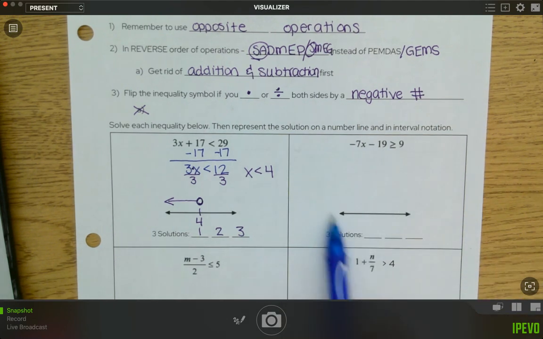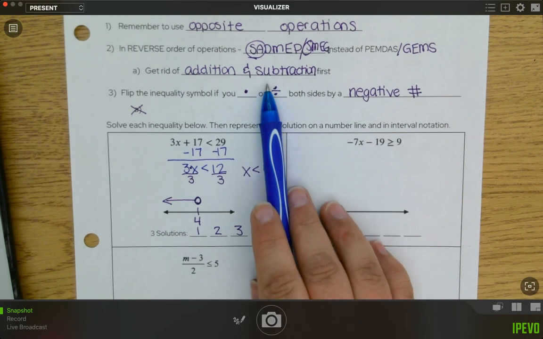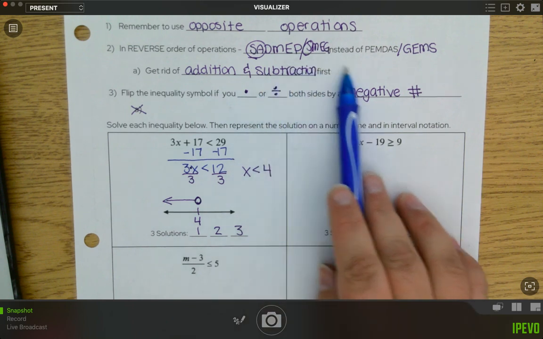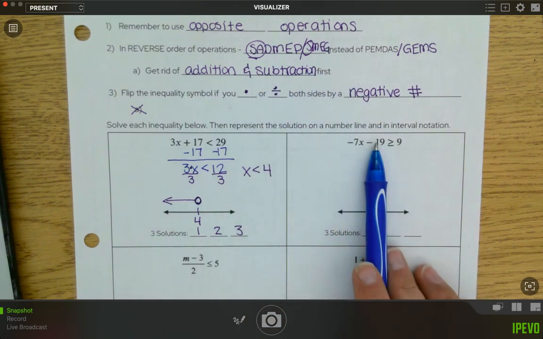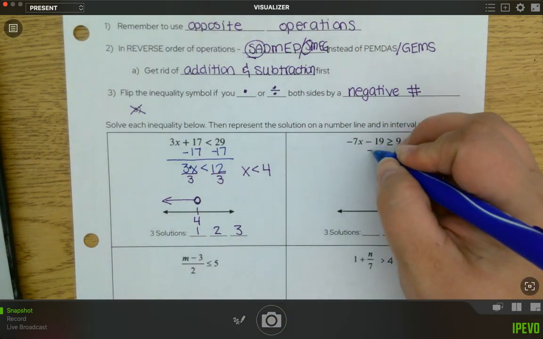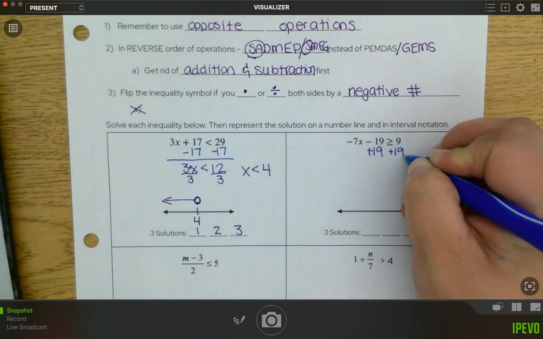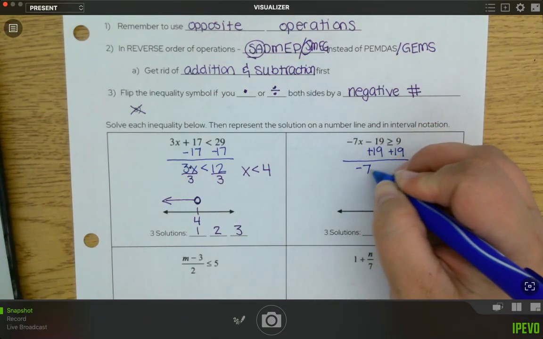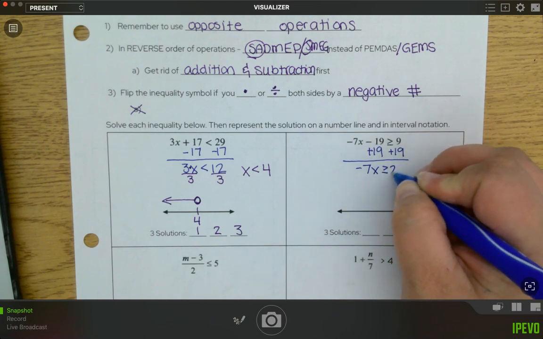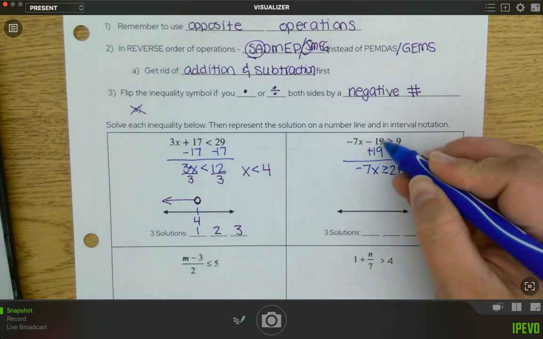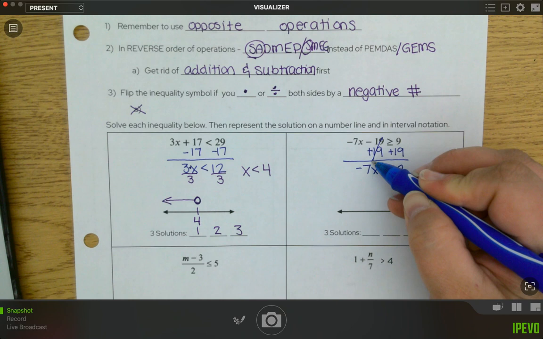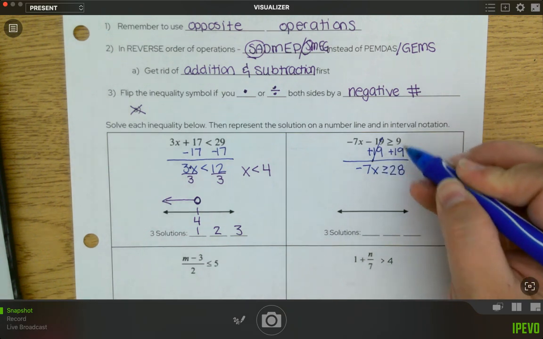Same idea on the next one, guys. Undo addition and subtraction first. This time I see subtraction, so I'm going to need to add 19 to both sides. Then these two cancel out, and 9 plus 19 is 28.